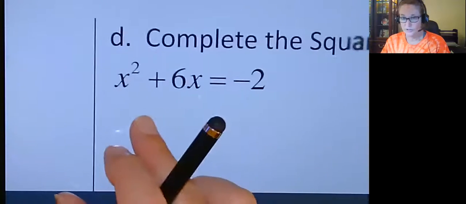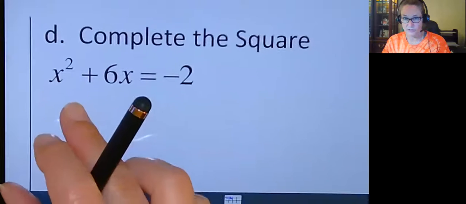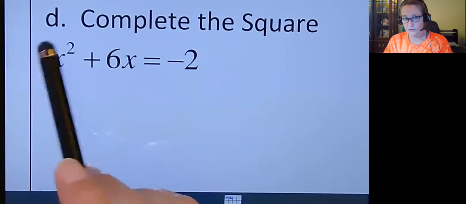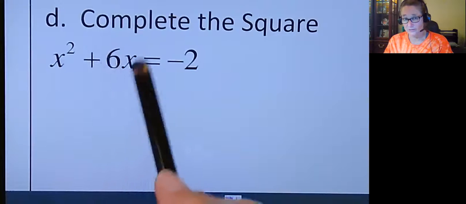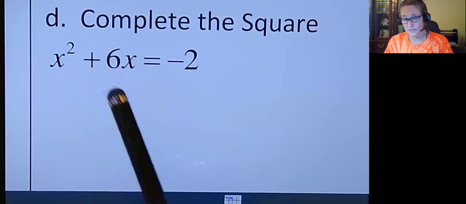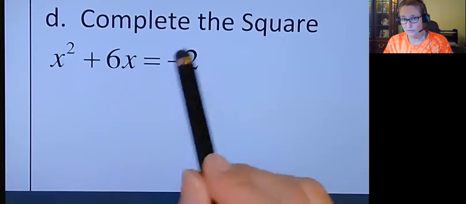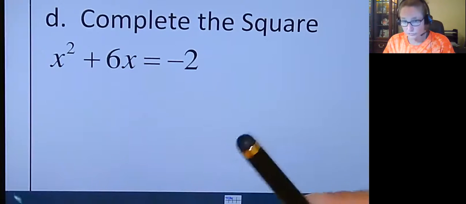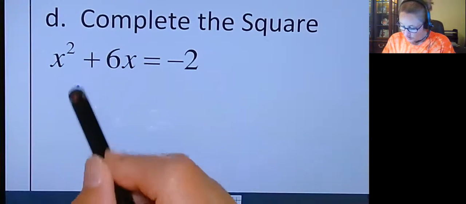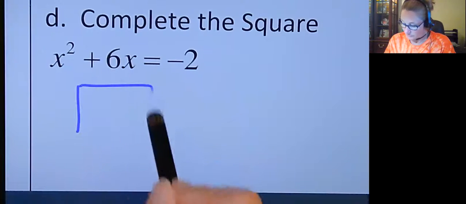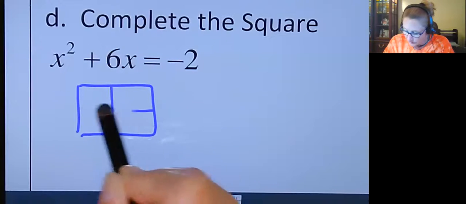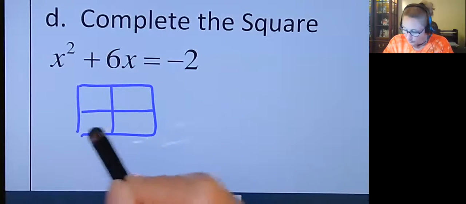On D, we're going to complete the square. That's what they're asking us to do. I personally like to complete the square when I have an x squared with a lead coefficient of 1 and my x coefficient is even. So this is a good setup. Since I'm completing the square, I'm going to leave my -2 over here because it's not helping make this a complete square. So two ways to do this. One way is you can make a box. So you can use a box as one method, and I'll show you another method here in a second.